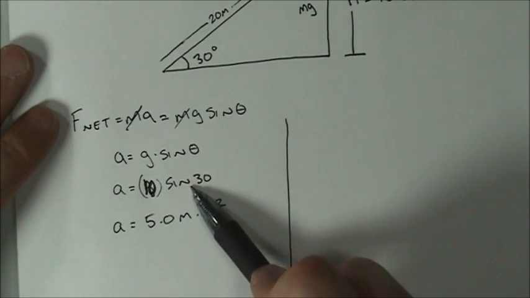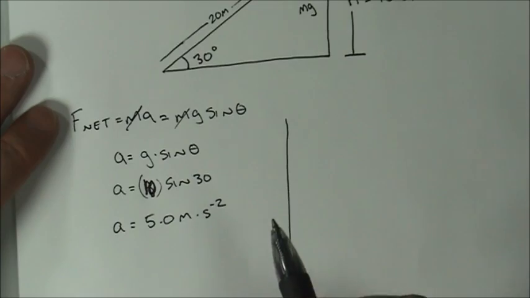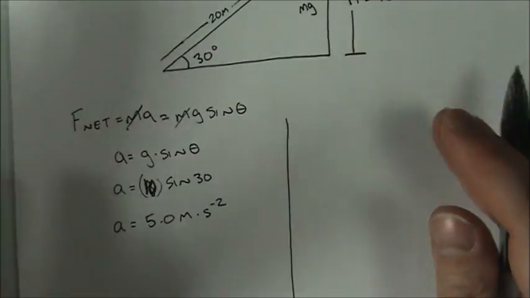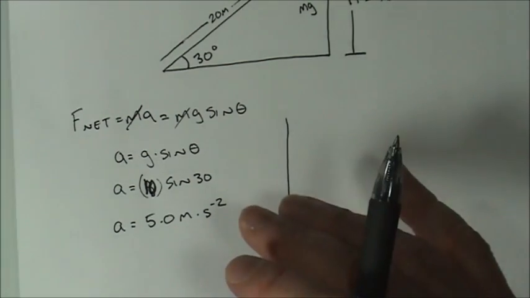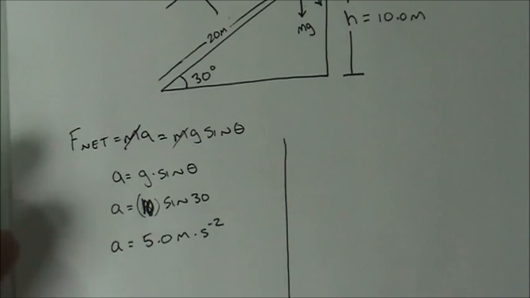So the sine of 30 is 0.5, and 0.5 times 10 gives me 5.0 for the acceleration. Okay, so that's the first step. Right, so this older way of doing things is to use the net force acting on it, and then I'll go to my kinematic equations. So the old way of doing it is use either force first, then go to kinematics, or use kinematics first and then finish with forces.